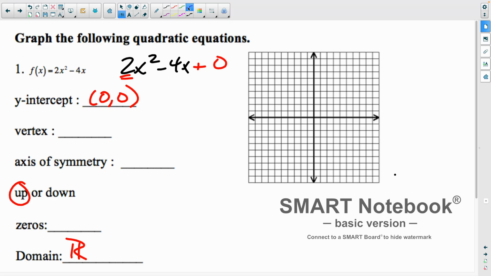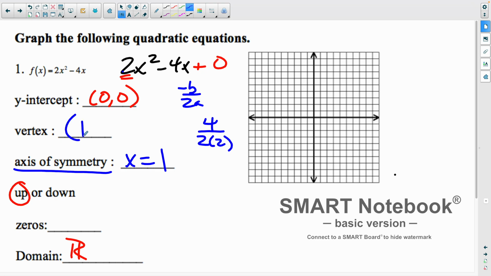Now I've got to start doing a little bit of work to get some of the other ones. What did we talk about a while ago? How do we find the axis of symmetry? What was our little formula? Negative b over 2a. So I'm going to use negative b over 2a to help me get started. So b is negative 4, so the opposite of that would be a positive 4. 2 times a is 2. So I end up getting 4 over 4. So my axis of symmetry is x equals 1. My vertex also has an x value on the axis of symmetry, so these are one and the same there. If I get one, I have the other.